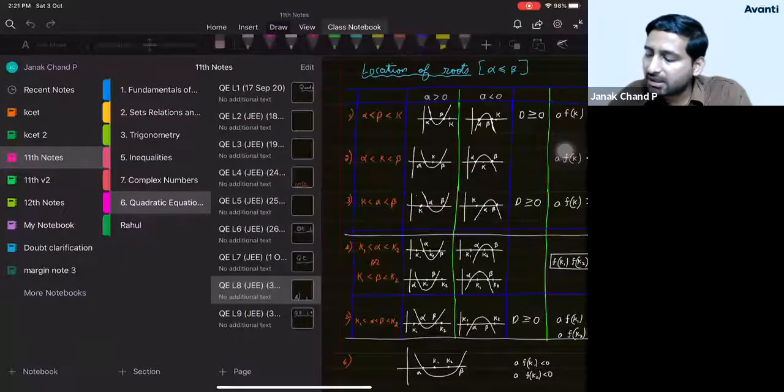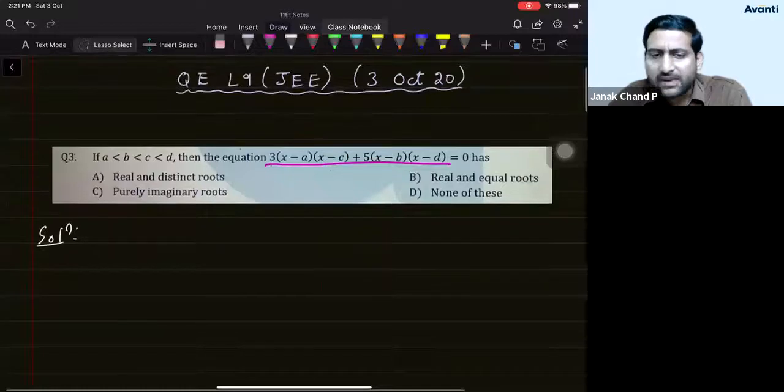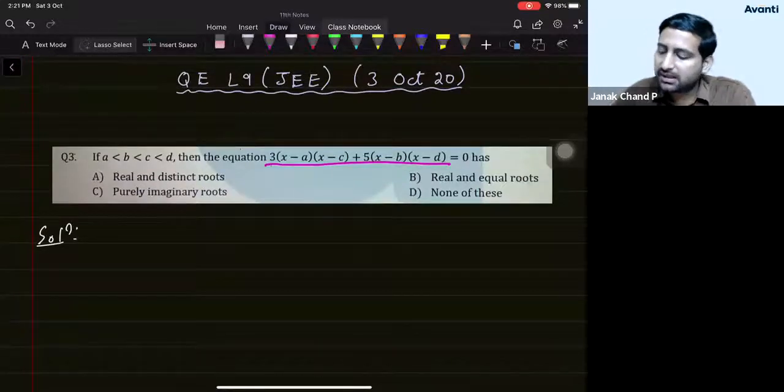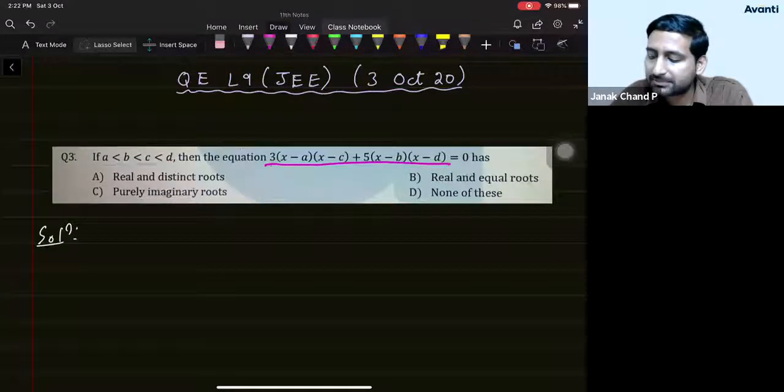So we are just seeing whether whatever location of roots we have learned is going to help us. Why are we thinking in that direction, students? See here, whenever in a quadratic equation the question mentions some values, for example, look at this. Here they're saying that A, B, C, D are 4 numbers. In a quadratic equation, whenever they talk about any numbers, you should understand that it might be related to location of roots. And you can see these numbers as K1, K2, etc.